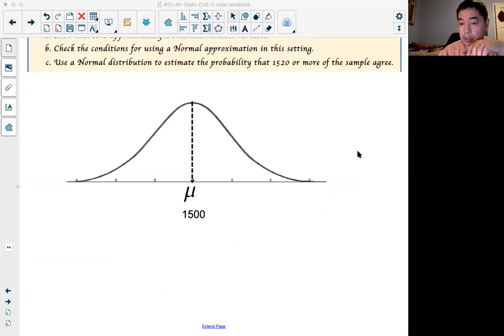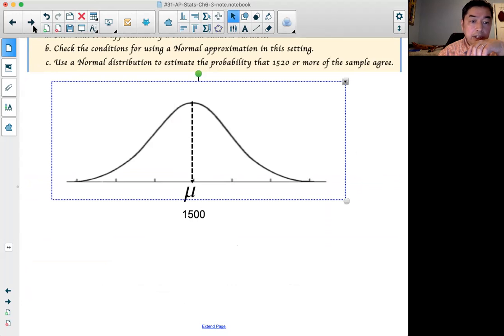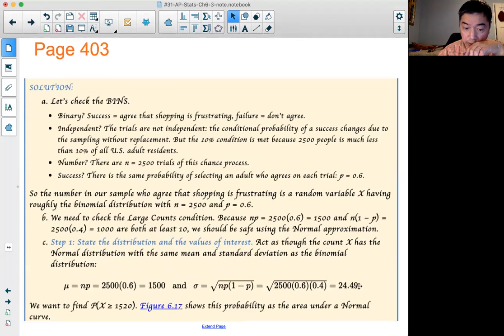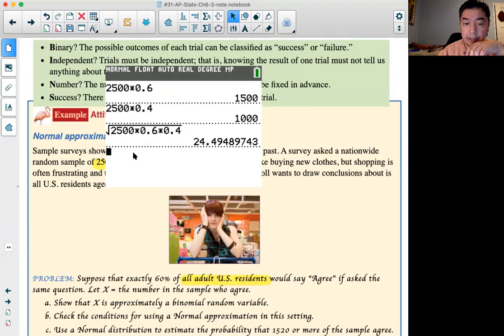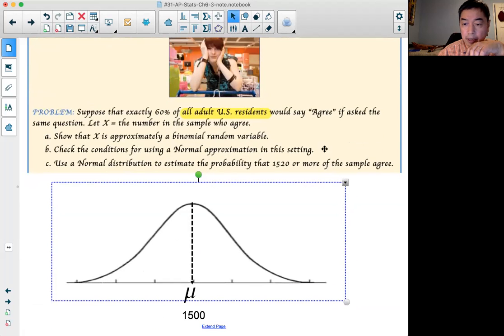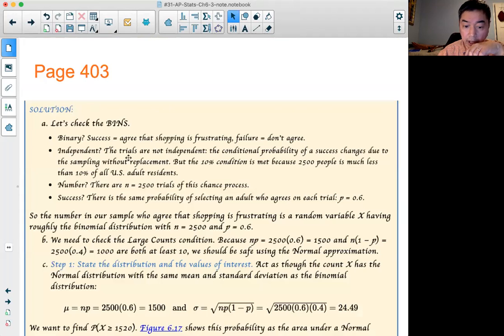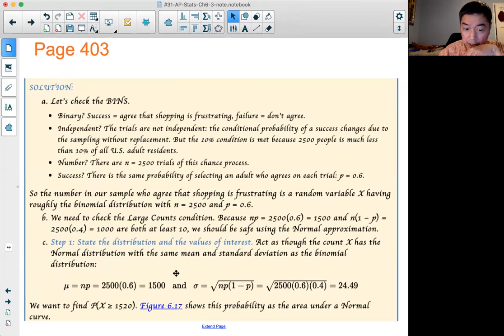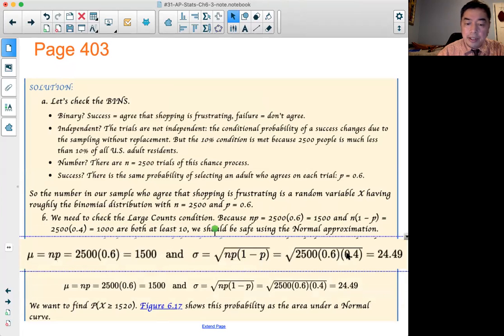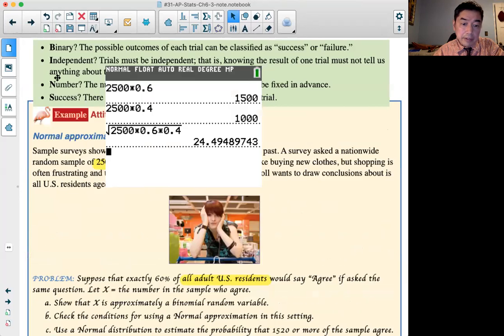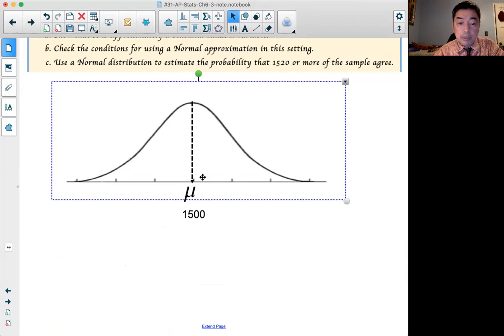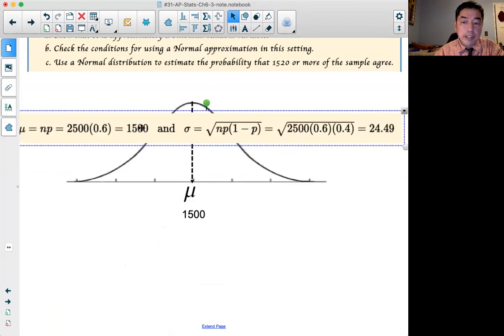I wonder, I put 24. Let me see your answer key. 2449. So the cutoff line is to two decimals, nearest hundreds, right? Oh, good. So they use mu here, they use sigma here. Okay, 2449. So let me put this on here. Even though it's sampling, like a sample survey, they use mu. So I don't want you to get confused later.